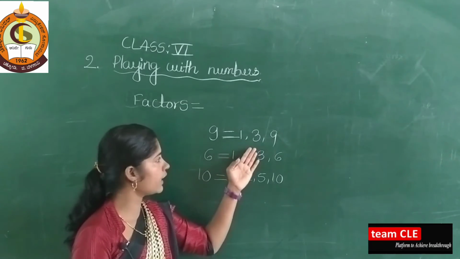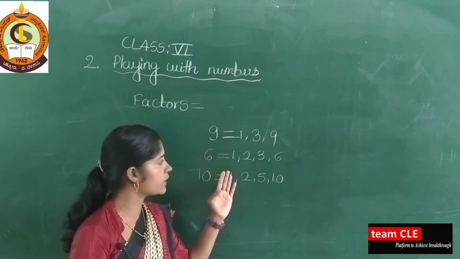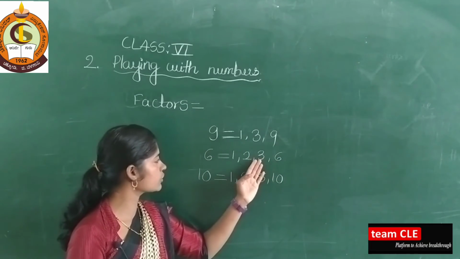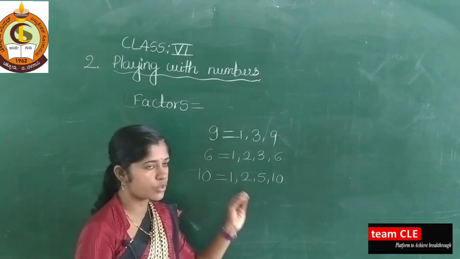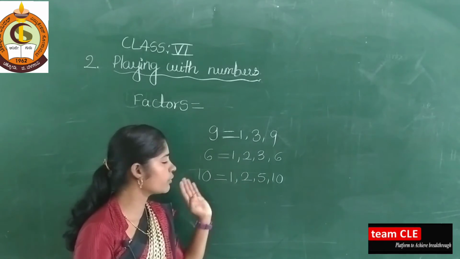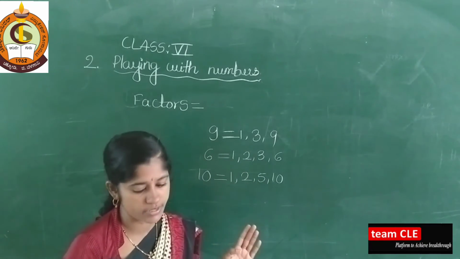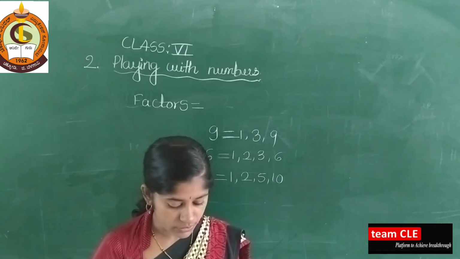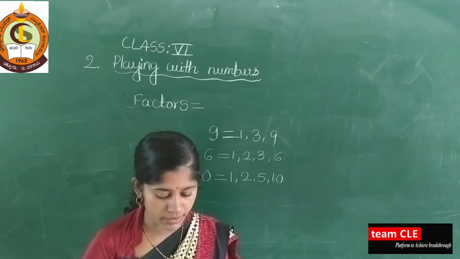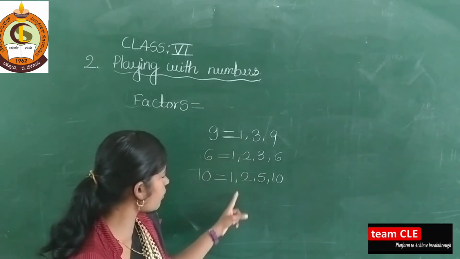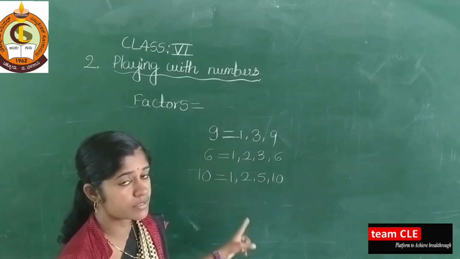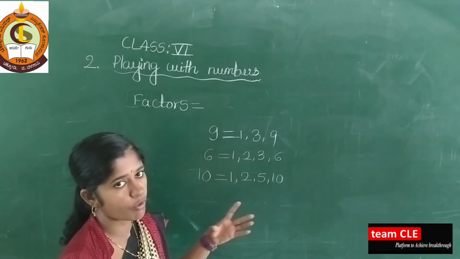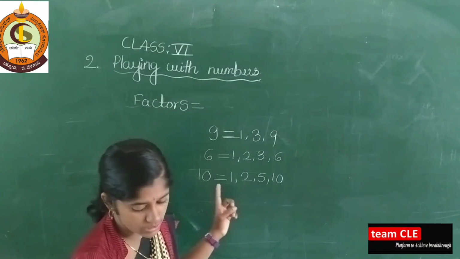So take here 3 and divide with 9, you will get 0 as a remainder. You take here also 3 and divide with 6, you will get 0 as a remainder. You take here 5 and divide with 10, you will get 0 as a remainder. So that is the property number 1. The smallest factor of every number is 1. Yes, the smallest factor of every number is 1 and it is the factor of all the numbers.